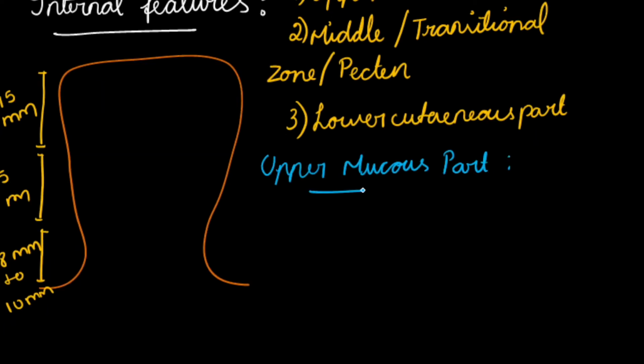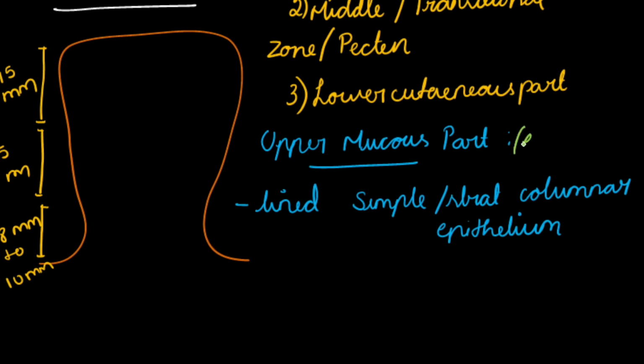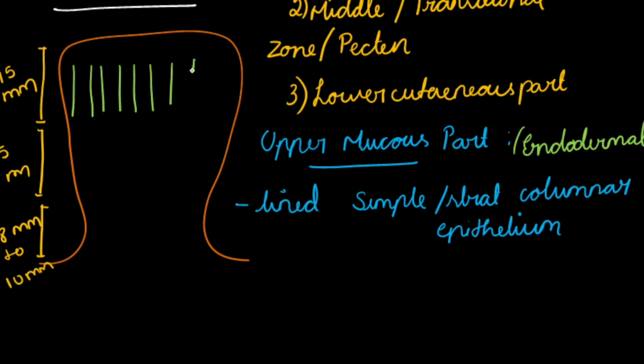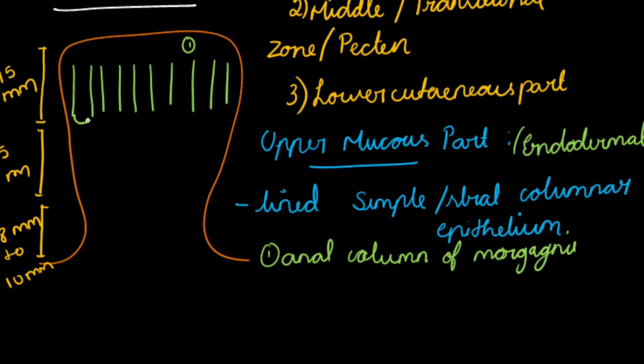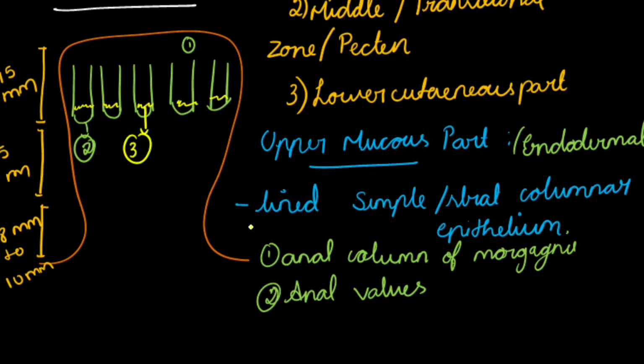Now let's see the upper mucous part in detail. It is lined by mucous membrane with simple or stratified columnar epithelium, and this part is endodermal in origin. In this mucous membrane we can see 6 to 10 vertical folds, and these are called the anal columns of Morgagni. The lower ends of the columns are united by transverse mucous folds, called the anal valves. Above the anal valves there are slight depressions, called anal sinuses. The anal valves together form a transverse line that runs all around the anal canal, and this line is called the pectinate line.